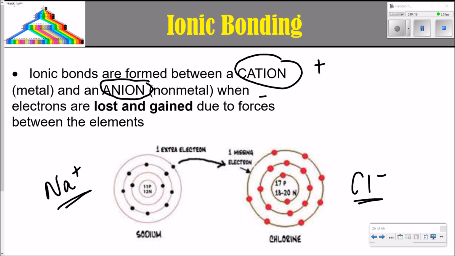Those two are now going to be attracted to each other. And so what would end up happening is that positive cation and that negative anion would now be attracted to each other, and they're going to form a very strong bond because of that positive and negative charge.